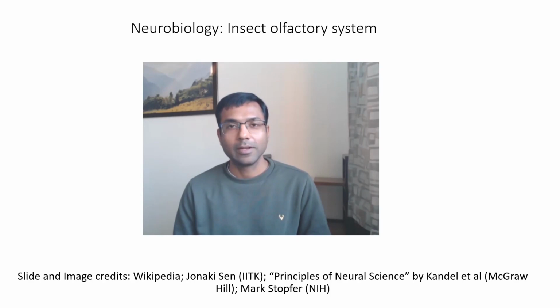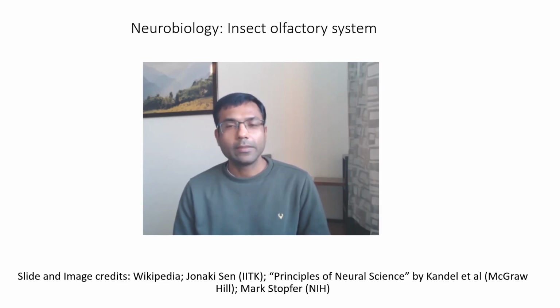Hi everyone, welcome back to Neurobiology. In the last video we started looking at the sense of smell, olfaction. And we saw that this sense is present not only in humans but in even very simple organisms such as C. elegans, which has only about 300 neurons in its brain. And one class of organisms in which olfaction has been studied quite well are insects, which have about 100,000 or a million neurons in their brains.